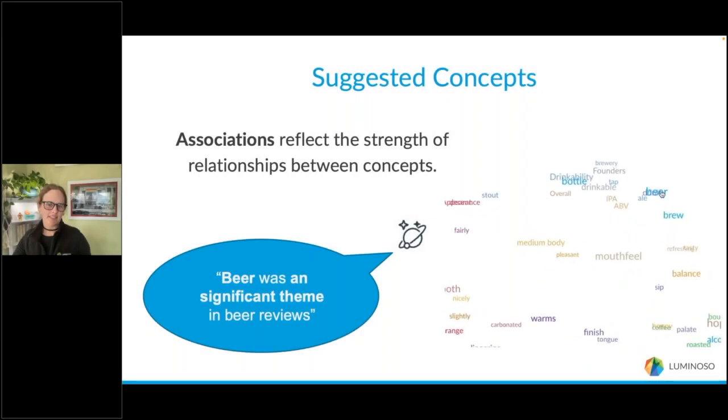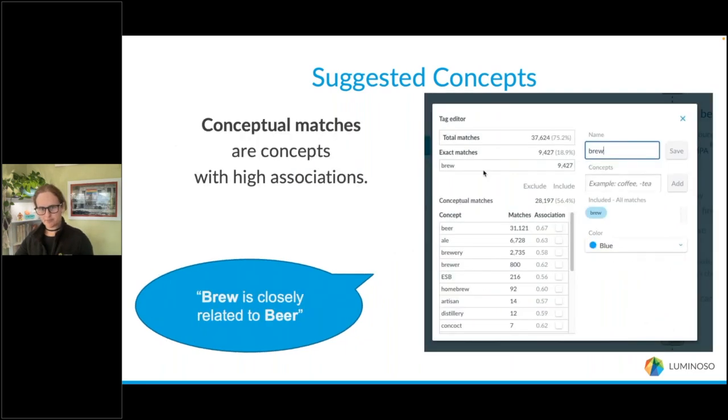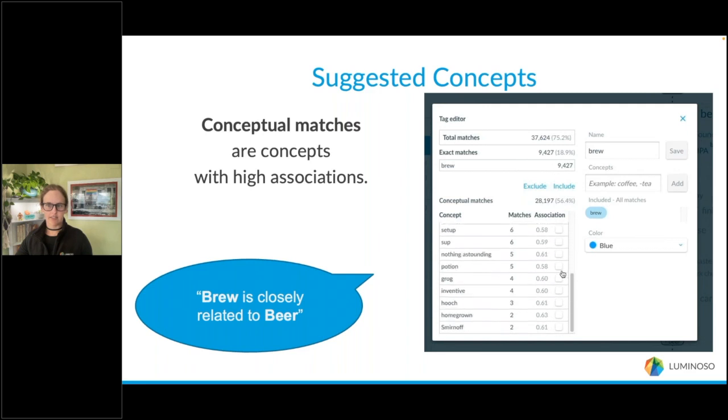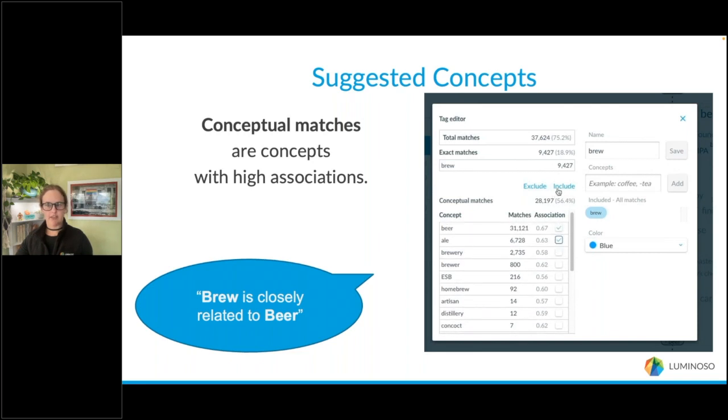With the association calculations, Daylight surfaces what we would call conceptual matches. Conceptual matches are concepts with high associations with one another. Here I'm adding concepts I like with the highest associations to build my tag or advanced concept. This pulls in new conceptual matches for me to consider and add if I'd like.